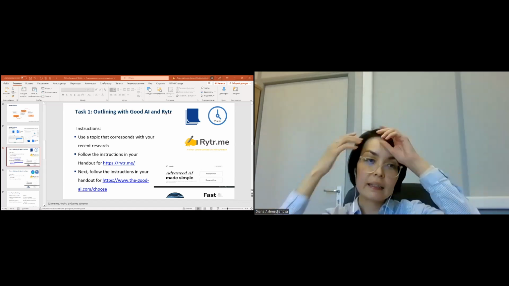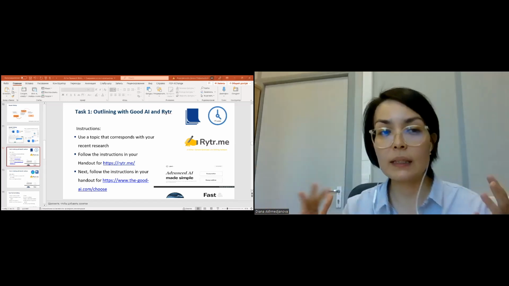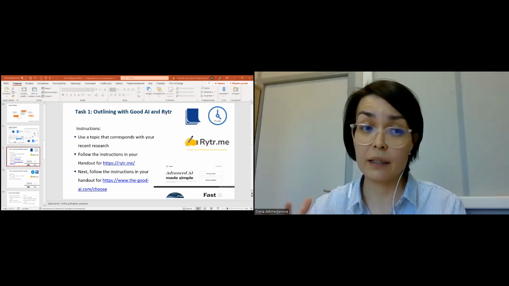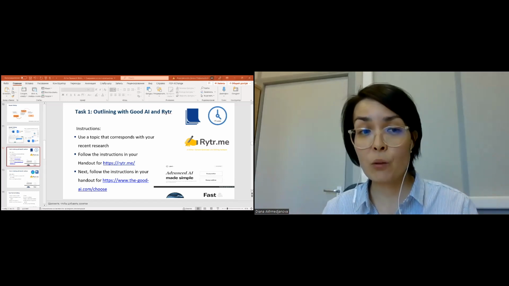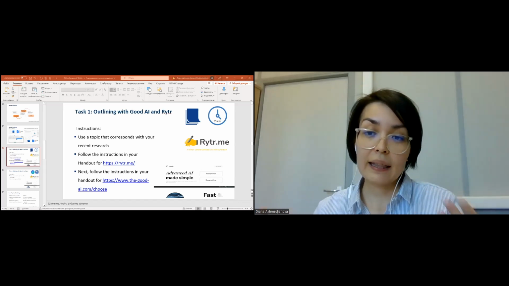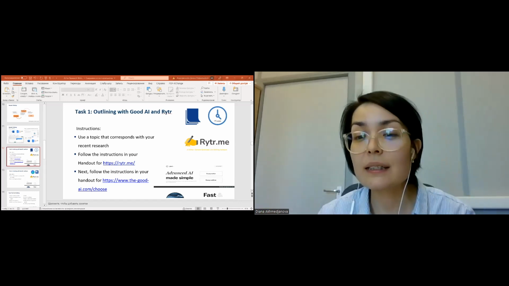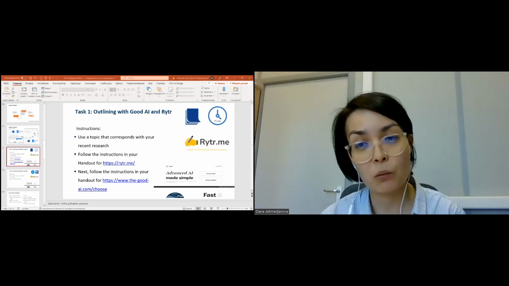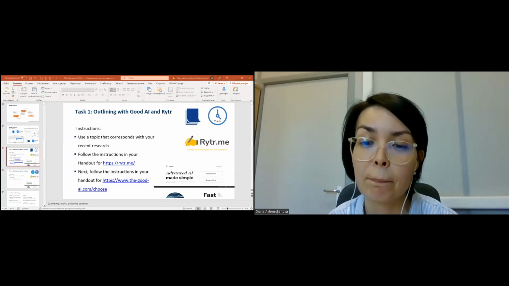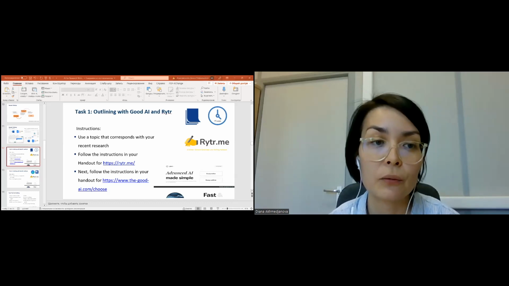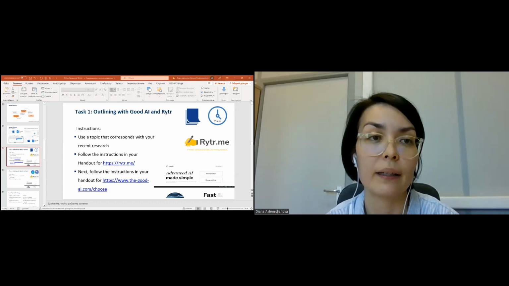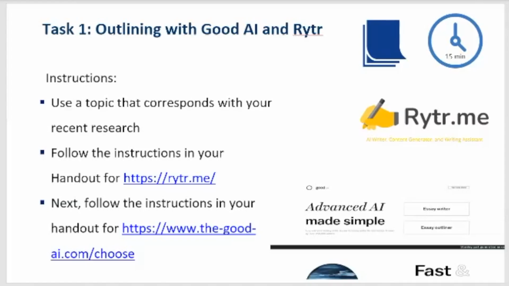Just keep in mind that Rytr is one of the tools, and at this point, just create an outline using the keywords that are most appropriate to you or most correspond with your research topic. And then, because there is the second tool that we want to use to create an outline, and then compare two outlines, okay? So make sure that you have time to use both Rytr and Good AI.